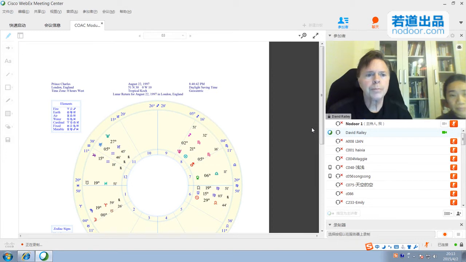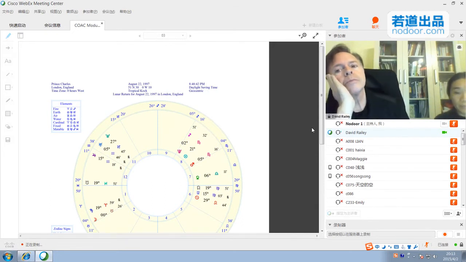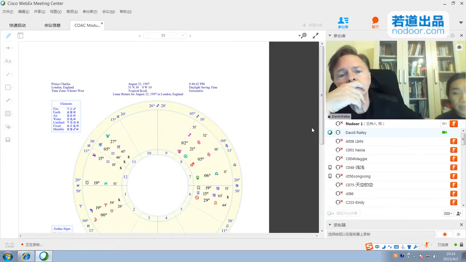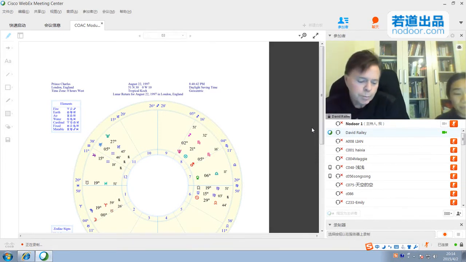All right, let's take a look here. We have the position of the moon on August 22nd, 1997. Now, suppose Prince Charles is coming to you as a client. Suppose it's not even Prince Charles, but somebody with a chart like it.